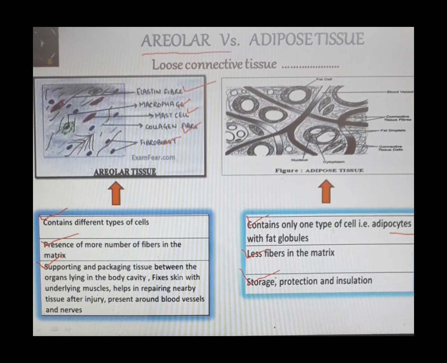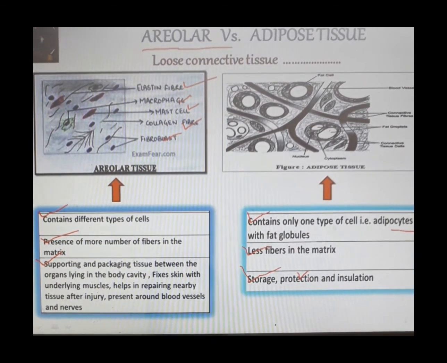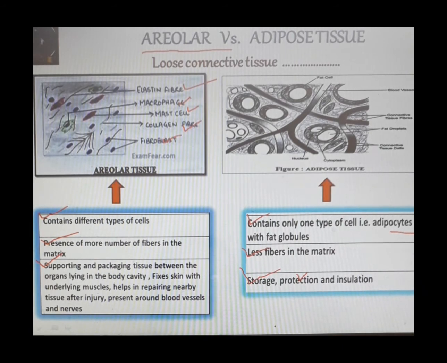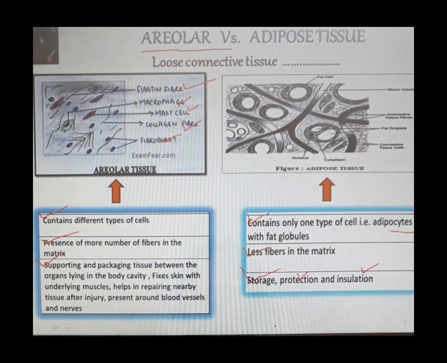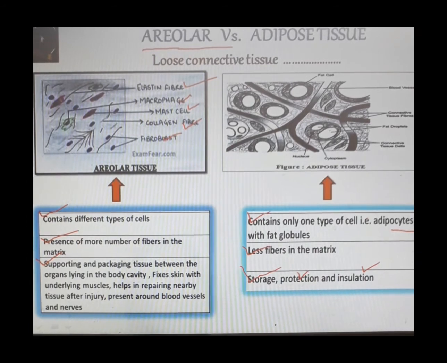The first function I told you is storage. Second is protection. Many of the delicate body organs are protected by fatty capsules. For example, our kidneys are protected by a fatty capsule. So the second function of this particular tissue is protection, and the third function is insulation. We know that fats are going to insulate our body. They are going to prevent the exchange of heat with the surrounding medium. So that insulation is possible because of adipose tissue.